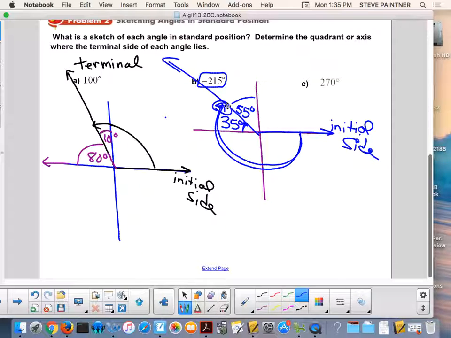Okay. 270 is an easy one, I think. Right? Which way did you go? Counterclockwise. How far is this right here? 90. 180.